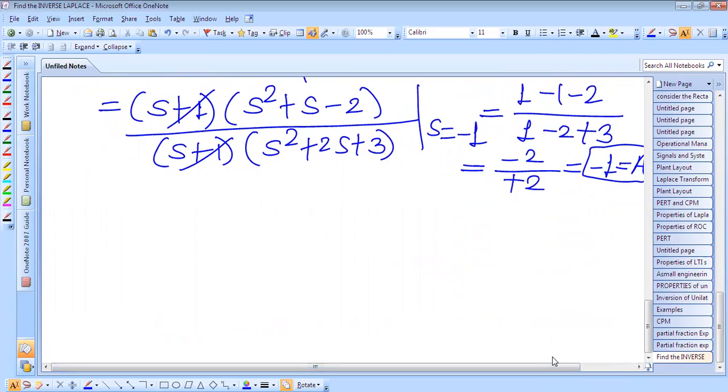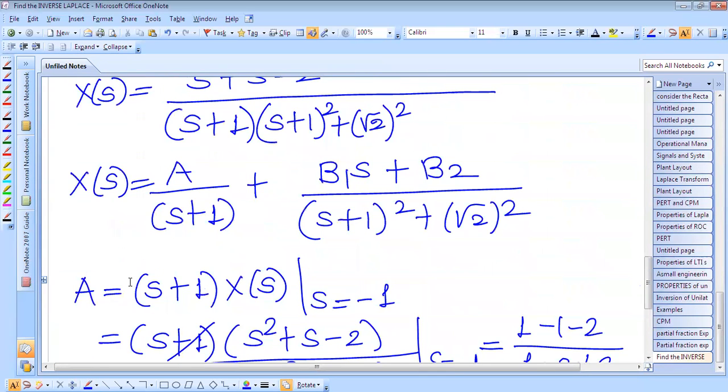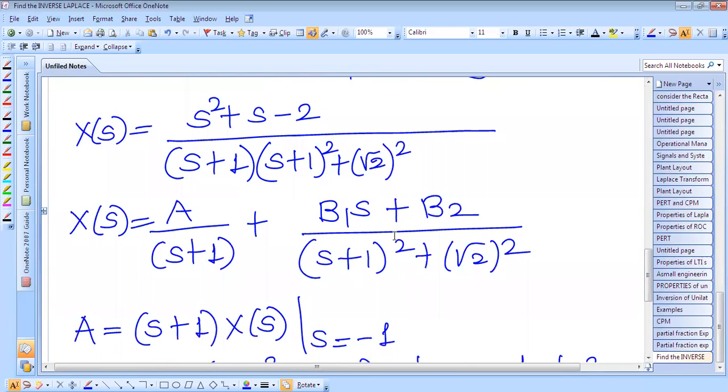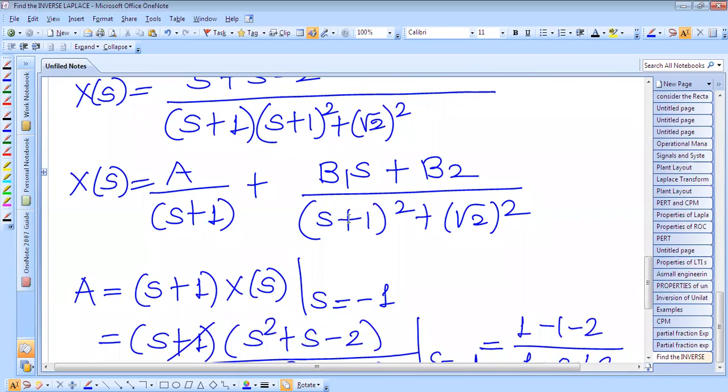Now find the other values. So how can we find the other values? We have the remaining coefficients, B1 and B2. We have to obtain them by placing both the terms on the right hand side of this equation over the common denominator and equate the numerator of the result to the numerator of X(s). So here we have to make the common denominator on both sides, and then equate the numerators of both sides of these equations.